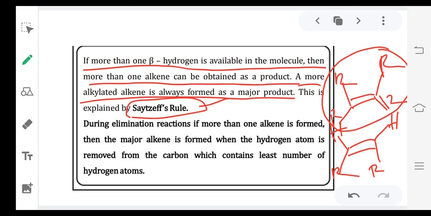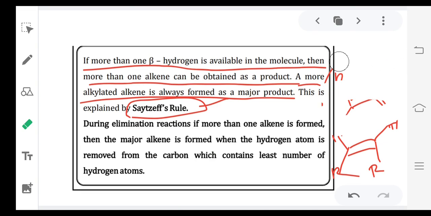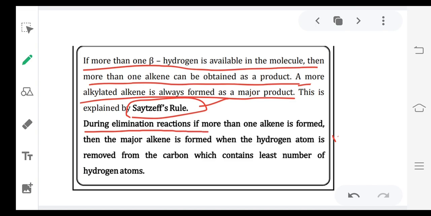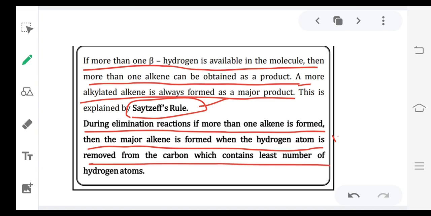So now, to get the more alkylated alkene, what should happen? During an elimination reaction, if more than one alkene is formed, then the major alkene is formed when the hydrogen atom is removed from the carbon which contains the least number of hydrogen atoms. So that is the Saytzeff rule. You have to remove the beta hydrogen from the carbon which contains the least number of hydrogens. Now we will see an example.